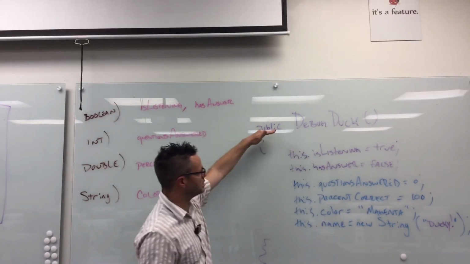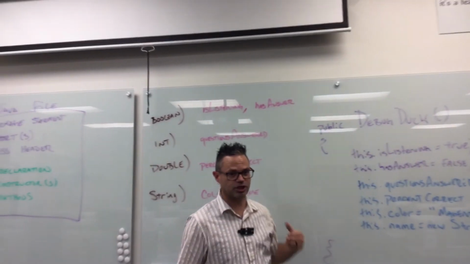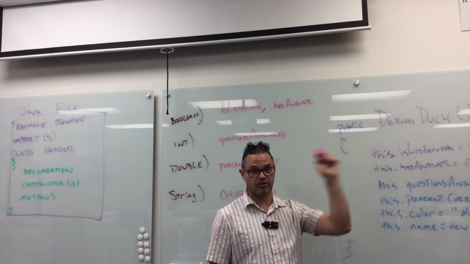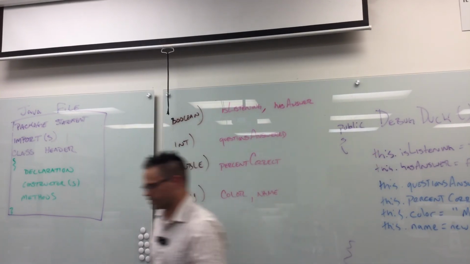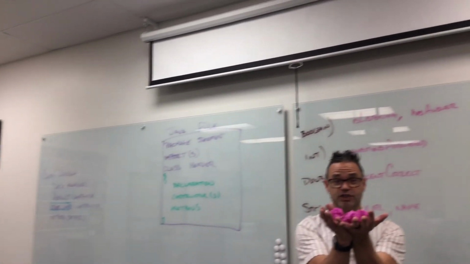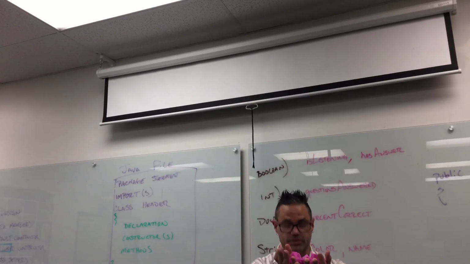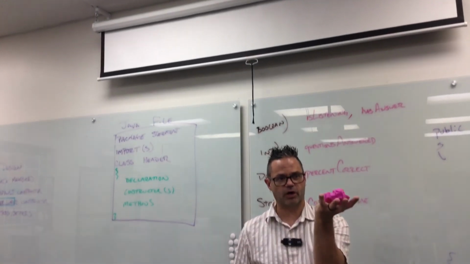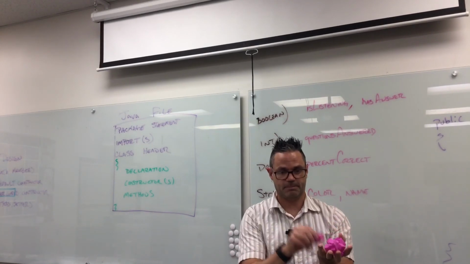So right here we have my DebugDuck default constructor, my generic constructor. And this makes every duck look like this. They're all named Ducky, they're all magenta, they all have 100% correct. And so if I make a bunch of them, I have a whole bunch of DebugDucks that are all the exact same. Oops, I dropped one. Oh dear. So when I use the default constructor, I only get magenta ducks named Ducky.